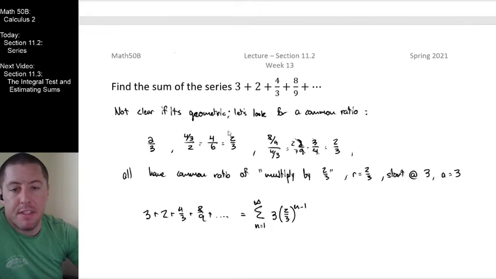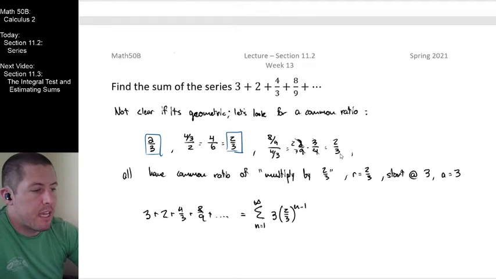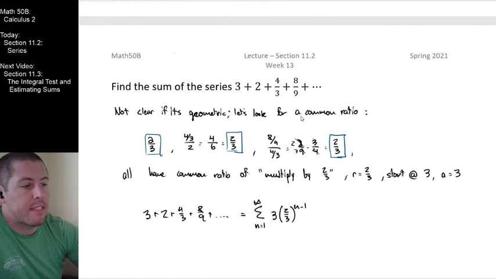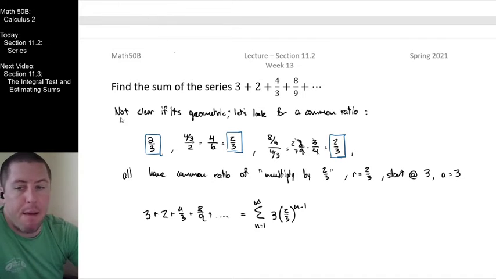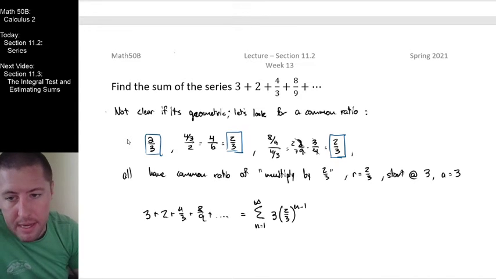If this didn't have this common ratio of 2/3 right here, then this wouldn't be geometric. The fact that I was able to just keep doing the division and keep getting that same number right there, that's how I know it was geometric. If that didn't happen, then it's not a geometric series, and we don't have a formula for that, right? So geometric series are special. They're like the ones that we can compute.